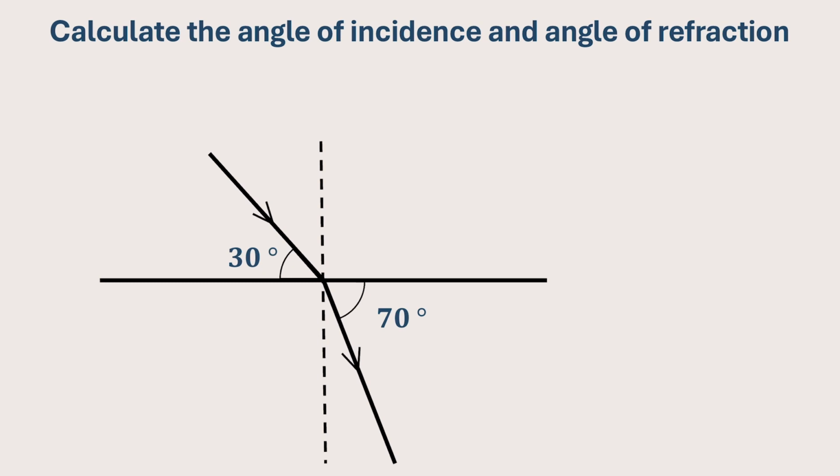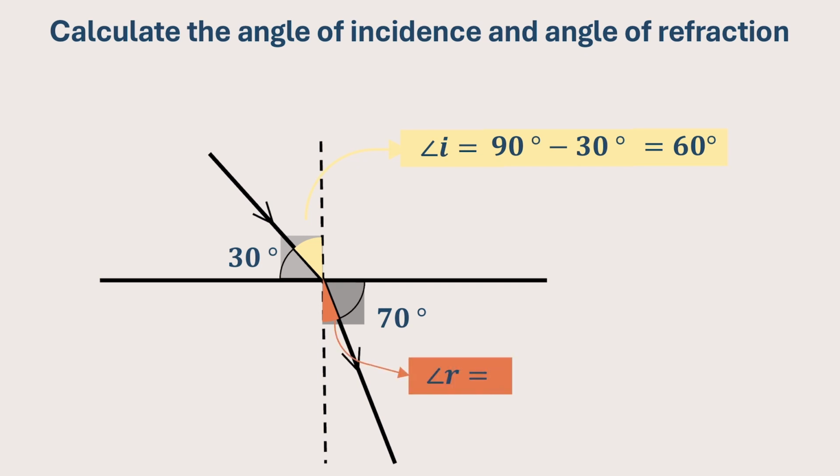Keep in mind, the angle of incidence is the angle between the incident ray and the normal. So 30 is not the angle of incidence. In order to calculate the angle of incidence, we know the angle between the normal and the surface is 90 degree. So angle of incidence will be equal to 90 minus 30, which is equal to 60 degree. Similarly, we know angle of refraction is the angle between the refracted ray and normal. So in this case, taking the angle between the normal and the surface as 90 degree, angle of refraction will be equal to 90 minus 70, which is equal to 20 degree.